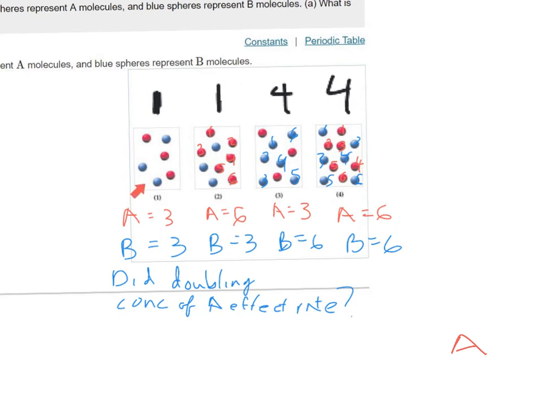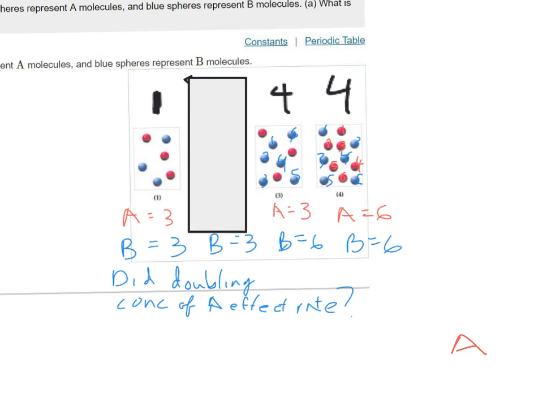Does the concentration of B affect the reaction? Well, let's take another look. Here, we need to find experiments where we're holding A constant and changing the concentration of B. So we'd want to look at 1 and 3. Let's cover up 2 at the moment so we can focus on 3 and 4.